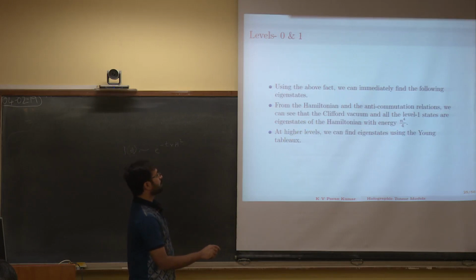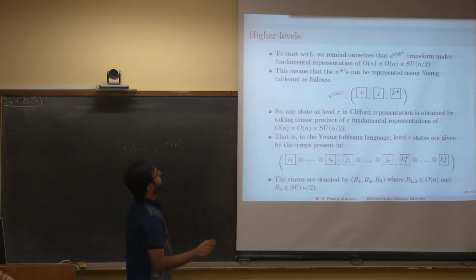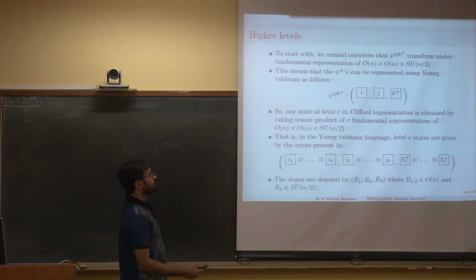And to find the eigenstates at the higher levels, we use Young tableaux. Before doing that, we just set up our notation. To start with, we note that the psi_ijk^+ transform under the fundamental representation of O(n) times SU(n/2). This is SU(n/2) because we broke that symmetry while defining these things. And in Young tableau language, we denote this psi_ijk^+ as this, all the fundamental representations. And so any level R state is just obtained by taking tensor products of R fundamental representations.